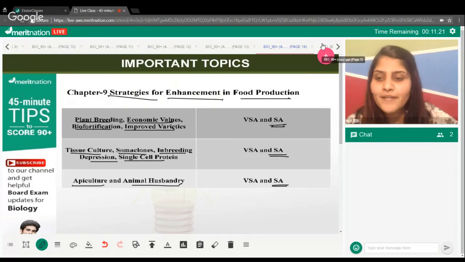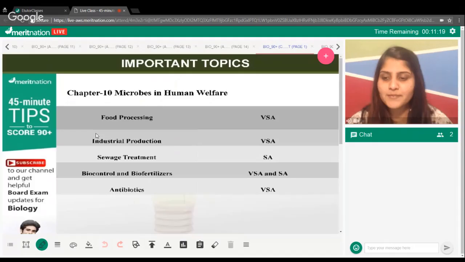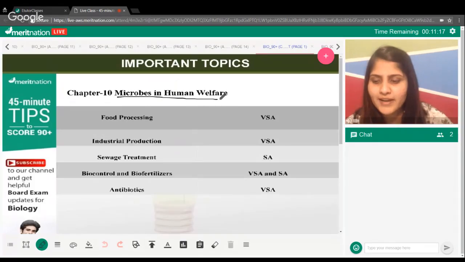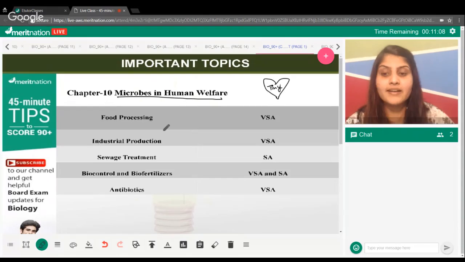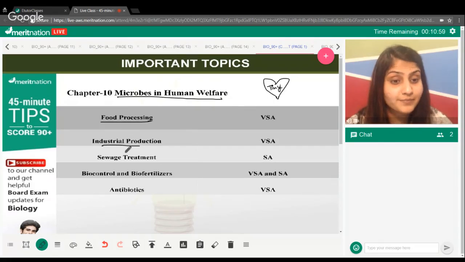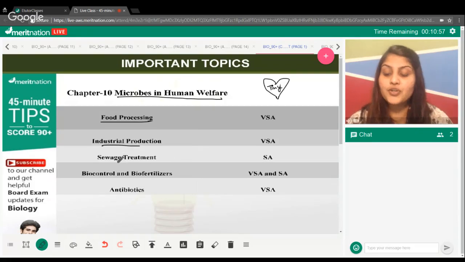Moving on to the next chapter, which is microbes in human welfare. Here you need to love the tiny people, those tiny guys who can give diseases and who can help you out as well. So you should know the role of microbes in food processing and in industrial production. You should know about sewage treatment, how they are helping you out. Biocontrol and biofertilizers. You should know about the antibiotics.